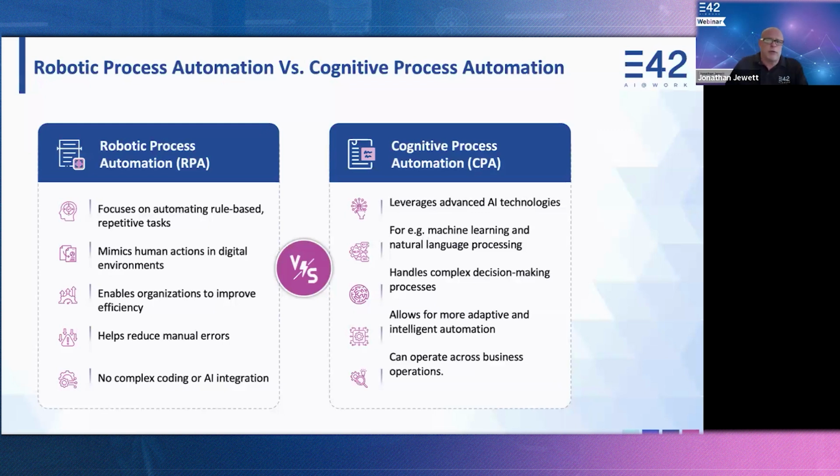CPA can leverage advanced AI technologies like machine learning and natural language processing. It can make decisions based on what it's seen before and the rules it's given. It can operate across multiple facets of the business and apply to multiple business operations. So again, it's really the difference between kind of a dumb robot and an intelligent coworker that has the ability to learn, to get better, to make decisions, to point you in the right direction on your own decisions, and ultimately benefit you because you can do a lot more with that technology.